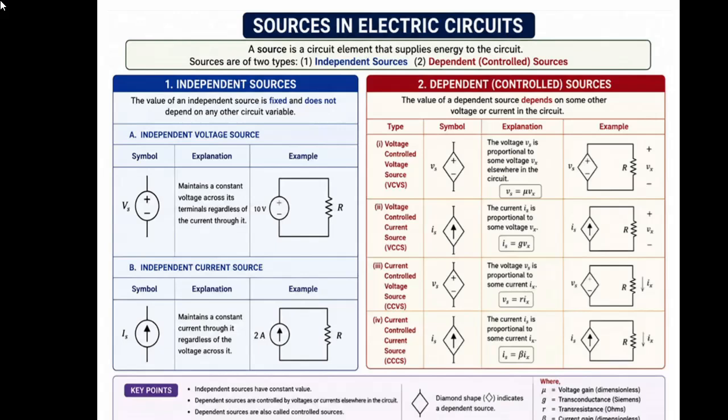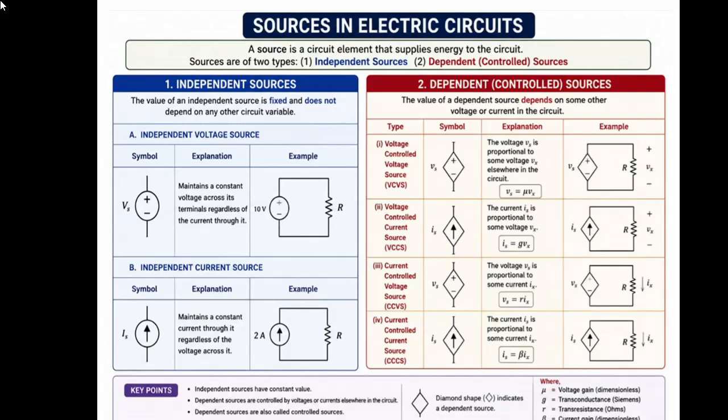Here, an independent source we can define as one whose value is fixed and does not depend on any other circuit variable. The circuit variable may be either a voltage or a current. So, based on voltage and current, these independent sources are classified into two types: one is the independent voltage source, another one is the independent current source.